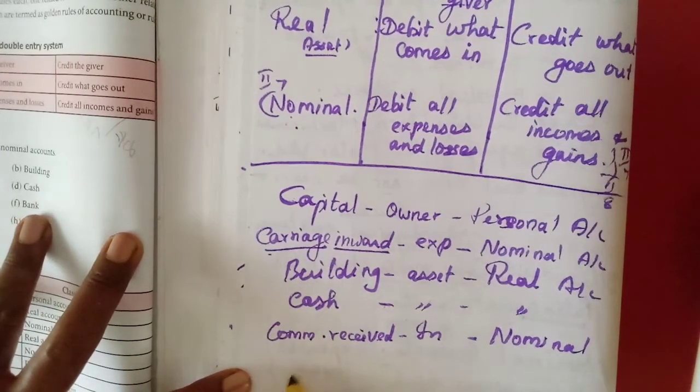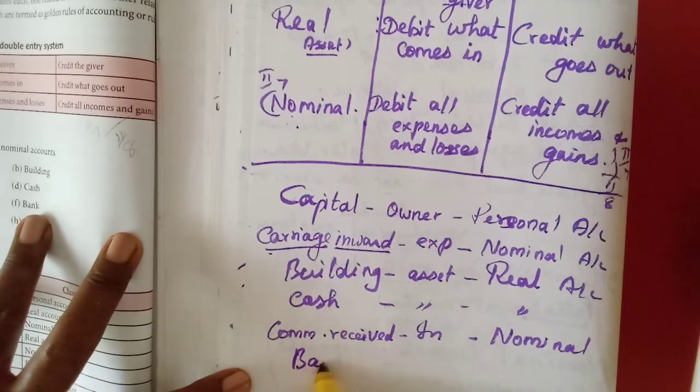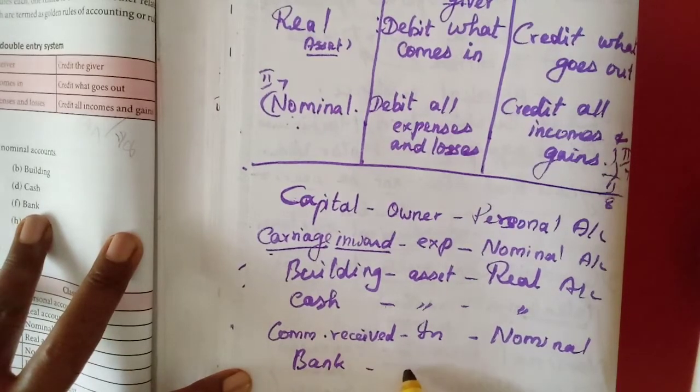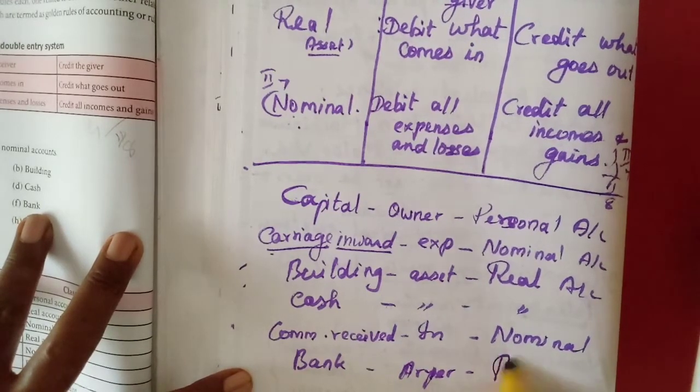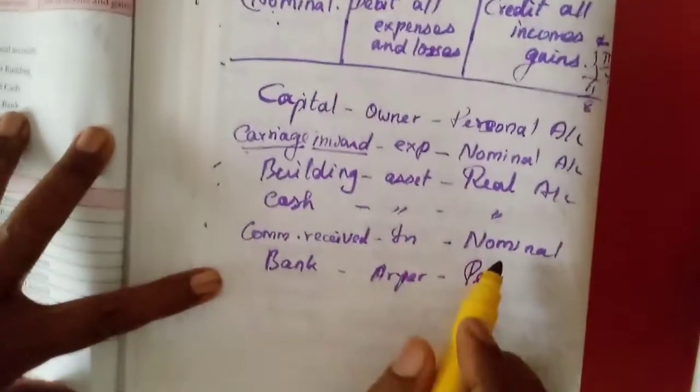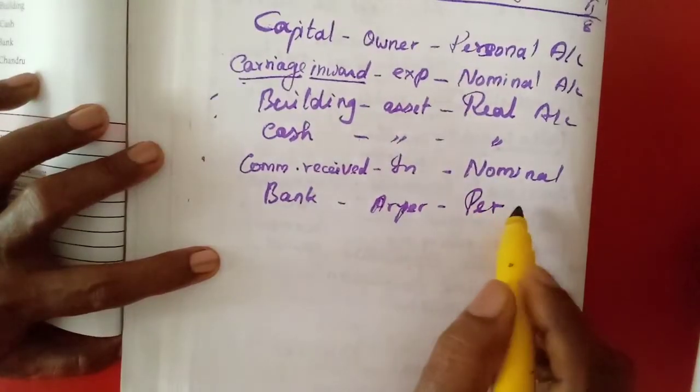Then bank. Bank is one organization, isn't it? So it is an artificial person, isn't it? So it is a personal account. Personal account.